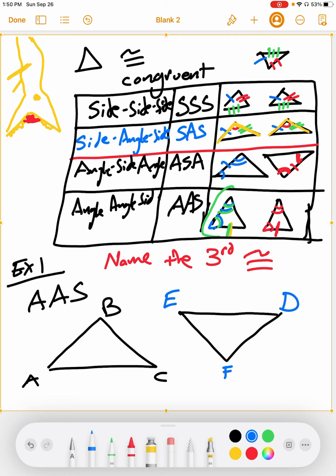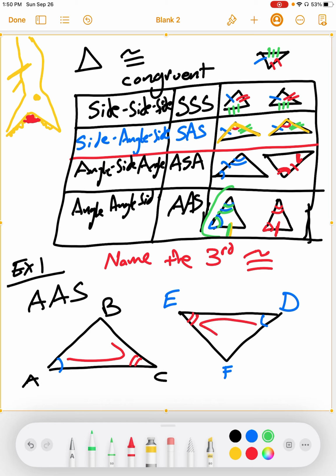Okay. So let's say angle, angle, side. If they said angle A is congruent to angle D, and then they go to the next angle, angle E, congruent to angle C. Angle, angle, side. That's going to have to go angle, angle, and then this next side. Angle, angle, this next side.